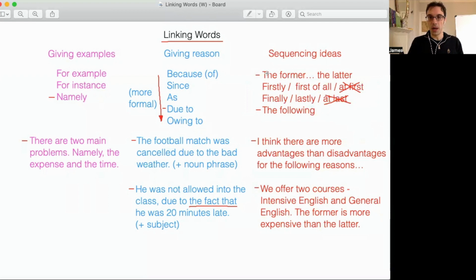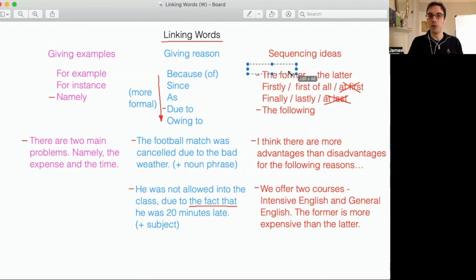Now, to give you a couple of example sentences with these. The following is used when you're about to give some examples. So I think there are more advantages and disadvantages about a particular topic for the following reasons. And then you introduce your reason. So it's a good way of introducing your points.